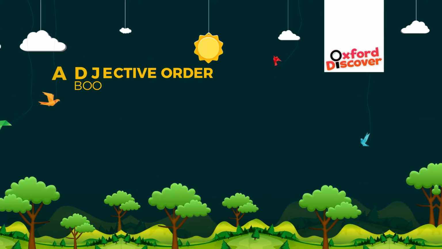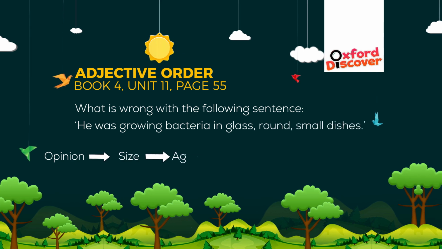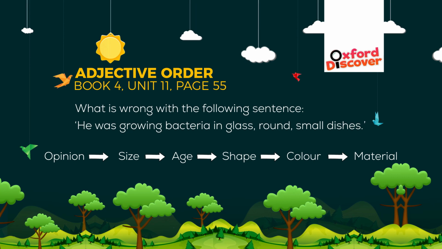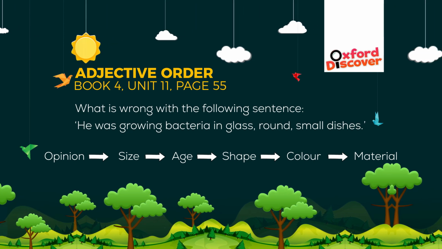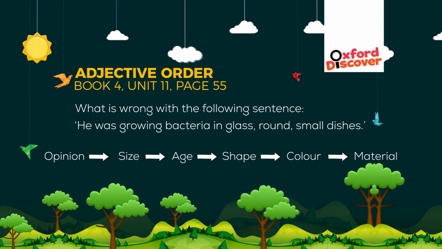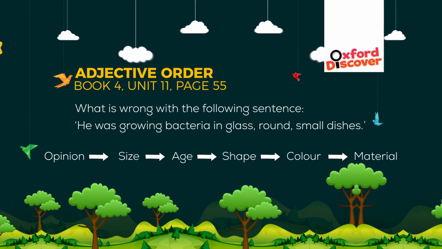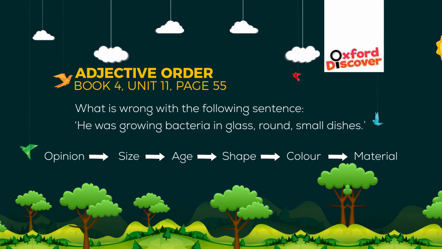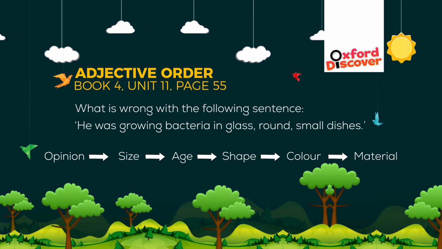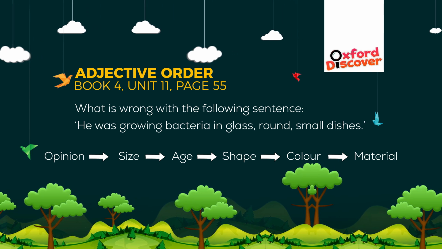Next, we move on to adjectival order from Book 4, Unit 11, page 55. What's wrong with the following sentence? He was growing bacteria in glass round small dishes. When grammar is taught in an inductive way, it's usually played by ear. Children would find it rather odd. They would know that the correct order would be he was growing bacteria in small round glass dishes.